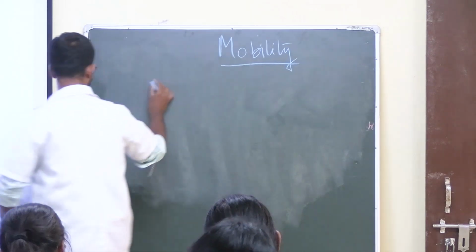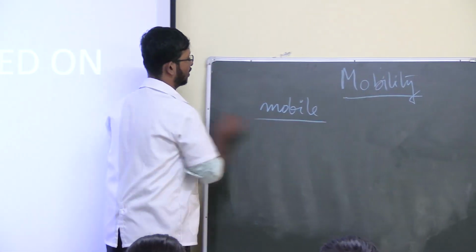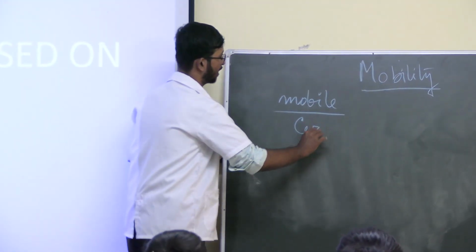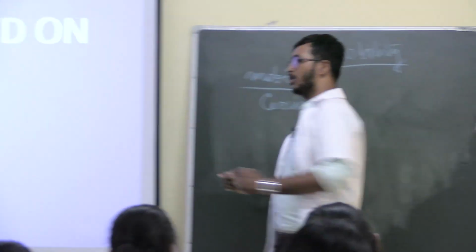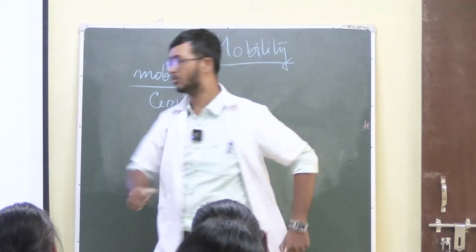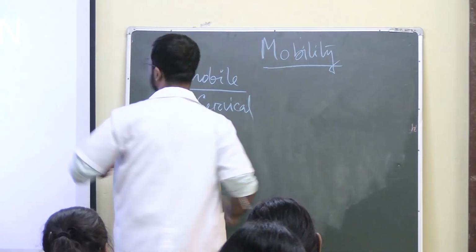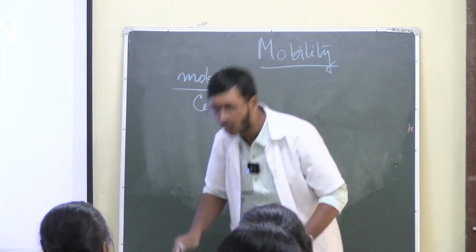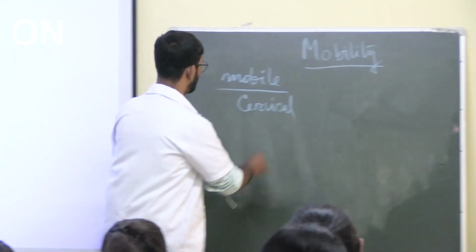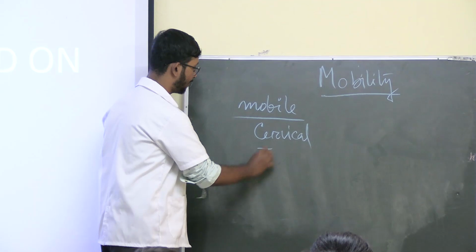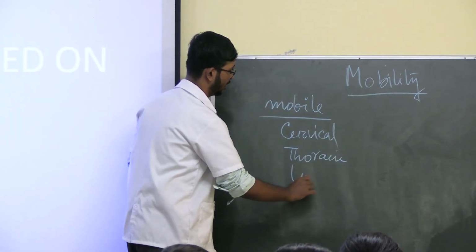So the mobile vertebrae: the cervical vertebra is mobile. Now we can do like this. So our thoracic vertebrae as well as our lumbar vertebrae are also mobile. We can bend forward, so our lumbar vertebra is mobile. Okay. So mobile vertebrae are cervical, thoracic, and lumbar.